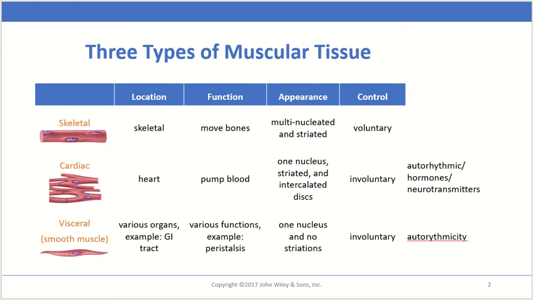Next, we have the visceral or smooth muscle tissue. This is going to be associated with a variety of different organs, especially those associated with the GI tract, really important for peristalsis, like the movement of nutrients and foodstuffs through the GI tract. This tissue is going to have one nucleus and is not going to be striated, so this is a characteristic that sets it apart from the other two types of muscle tissue that we talked about. And as we mentioned, this type of tissue, smooth muscle tissue, is also involuntarily controlled.